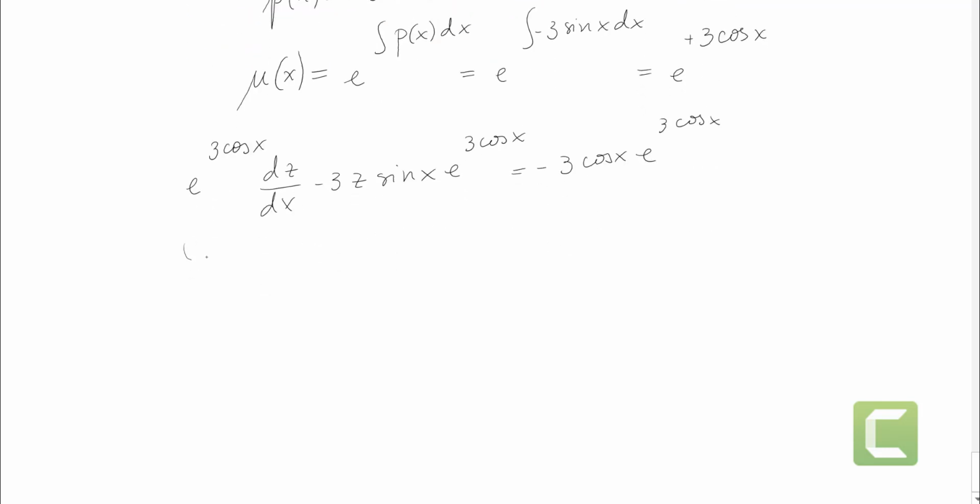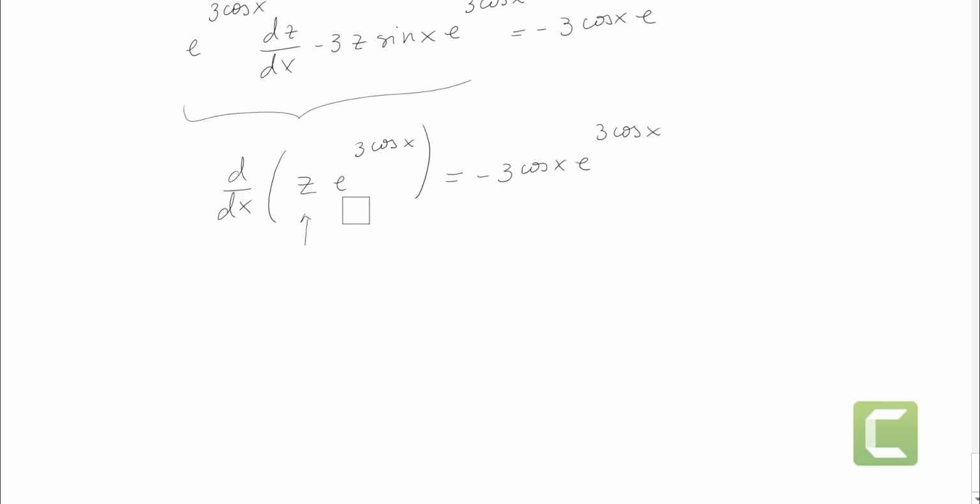So the left hand side should be the derivative with respect to x of z e to 3 cosine of x. So let's see, is that true? If we differentiate this one, we keep this one, and then plus z times the derivative of e to 3 cosine of x. Yes, it's correct. Equals negative 3 cosine of x e to 3 cosine of x.